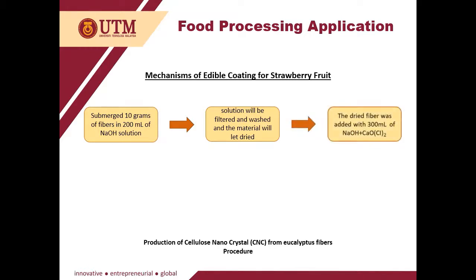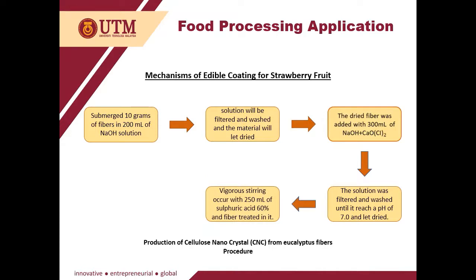And then the dried fiber from step 1 was added with 300 ml of combined solution of NaOH plus CaOCl2 and was left to rest for 4 hours at 45 degrees Celsius. The solution was filtered and washed until it reached a pH of 7.0. The material was then dried at 40 degrees Celsius.